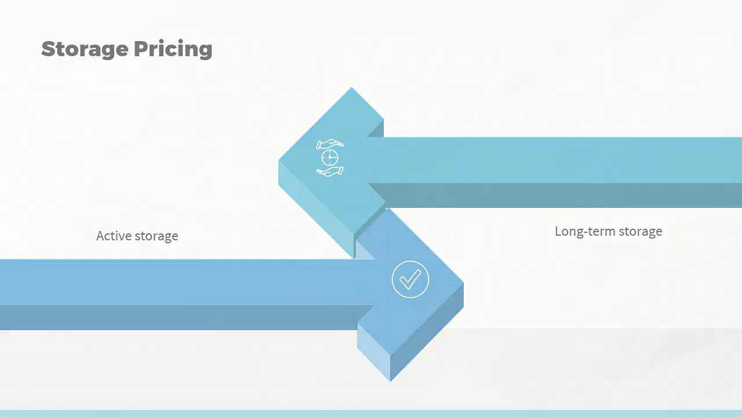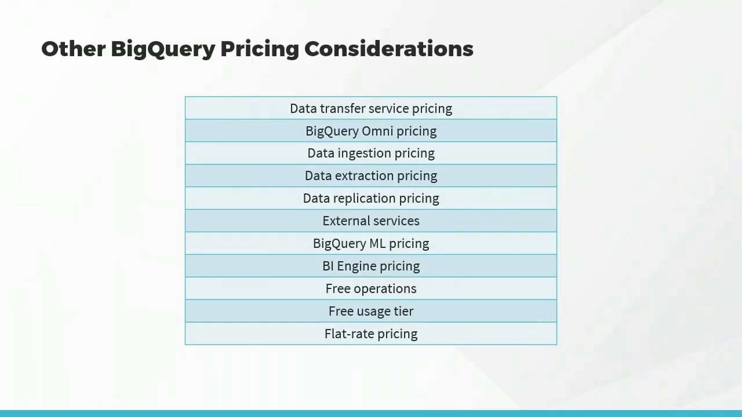Now, there are other BigQuery pricing considerations, and I'm not going to discuss all of them here, but just so you have them for completeness, you know what they are. This is the data transfer service pricing if we're moving information from one location to the other. We have BigQuery Omni pricing, data ingestion pricing, data extraction pricing, data replication pricing. There are also some external services that we can use that have a different amount of pricing associated with them, so if we're trying to link it to Amazon S3 or some other third-party cloud provider.